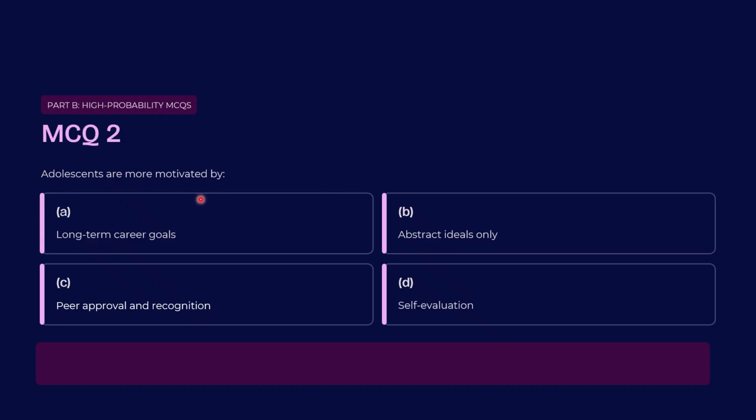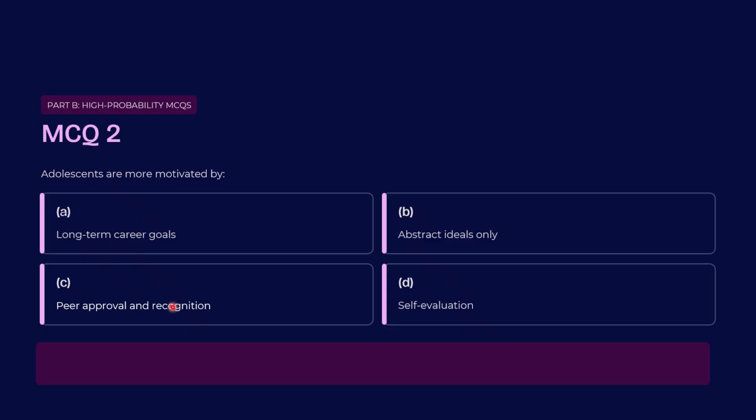Next question: adolescents are more motivated by A, long term career goal, B, abstract ideas only, C, peer approval and recognition, and option D is self evaluation. So here the correct option is option C, that is peer approval and recognition.